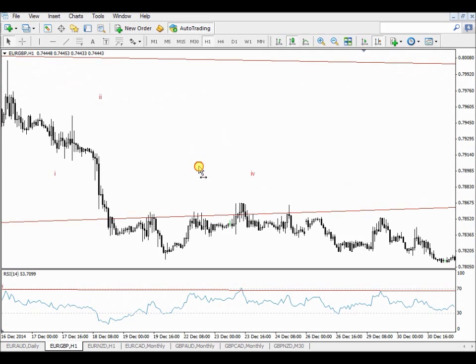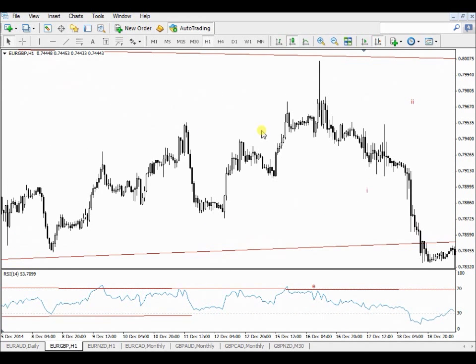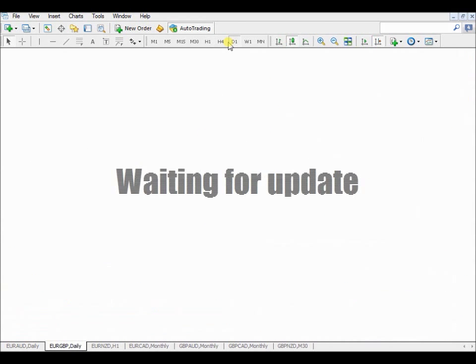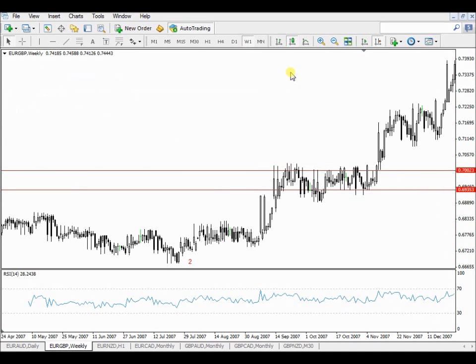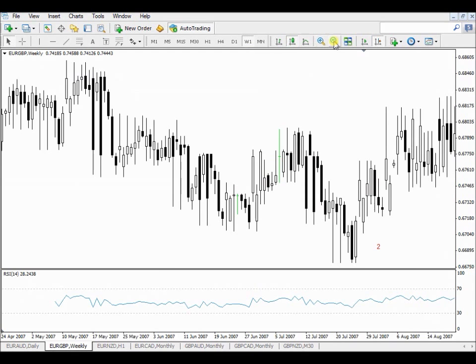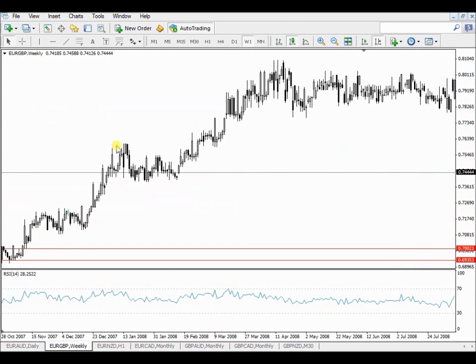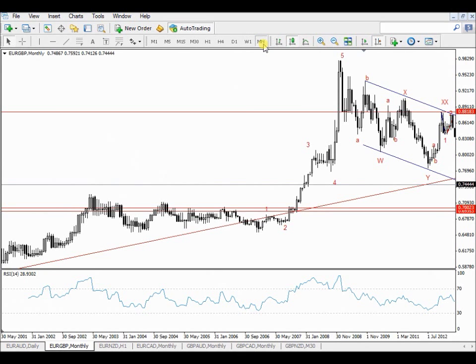Write this down, guys. Again, very importantly, you will only use an evening star or a pin bar at the top in a bear market, and you'll only use a morning star and a pin bar at the bottom in a bull market. Why is that? We want to buy in the direction of the trend, and we want to sell in the direction of the trend.